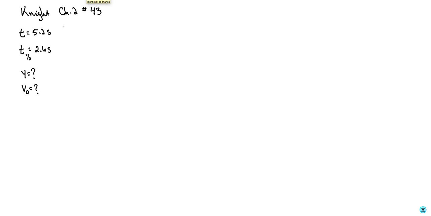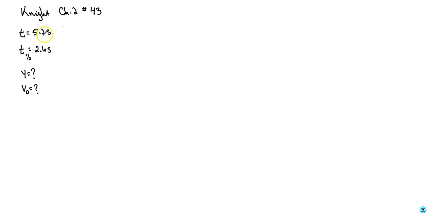All right, chapter 2 from our physics book, the Knight book, is problem number 43. It reads, a football is kicked straight up into the air and it hits the ground 5.2 seconds later. What was the greatest height reached by the ball, assumed as kicked from ground level, and with what speed did it leave the kicker's foot?